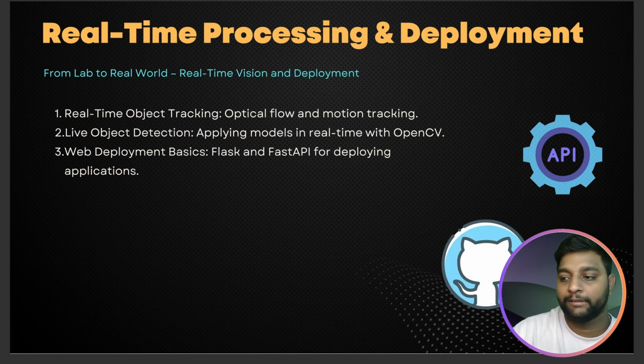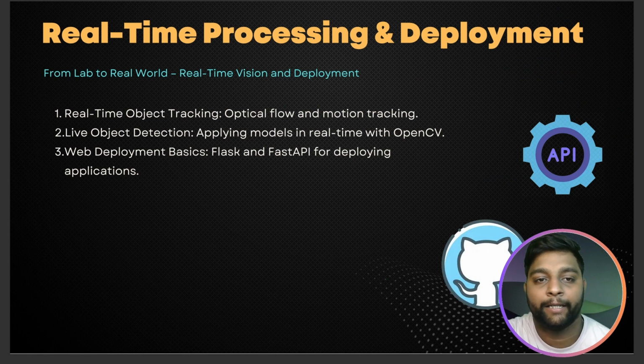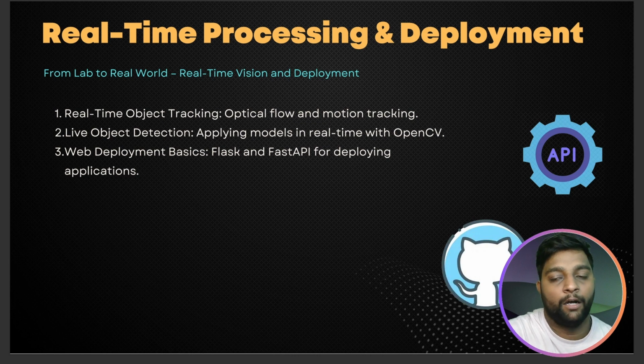And real-time processing and deployment. When it comes to this, you need to understand real-time object tracking. For that you have optical flow and motion tracking, by using which you can track the images in real time, like how they are walking. So how your actual CCTVs track you. When it comes to public areas, the CCTVs track you the same way they detect objects. And for live object detection, you can apply OpenCV there.